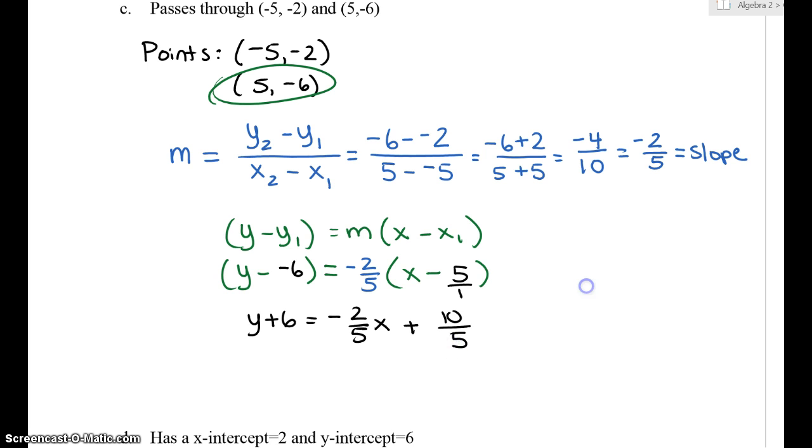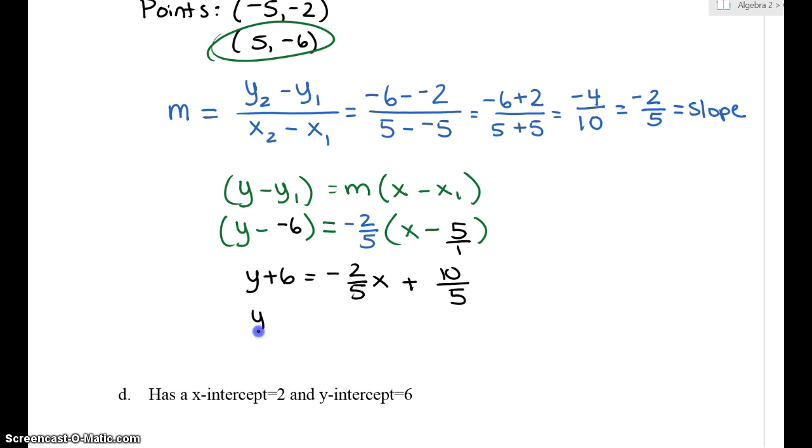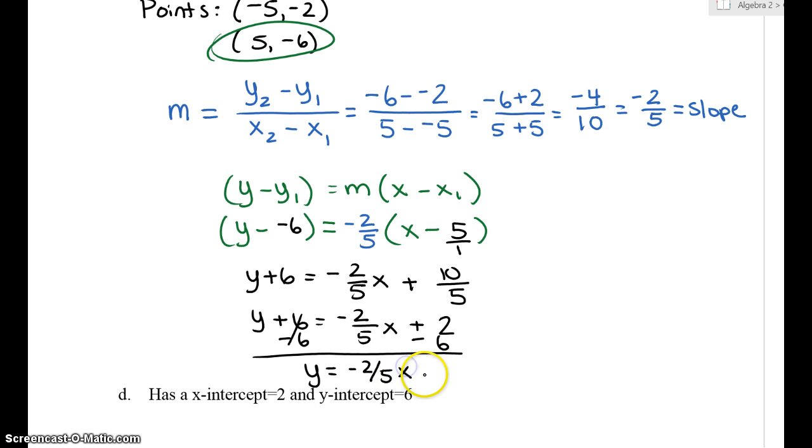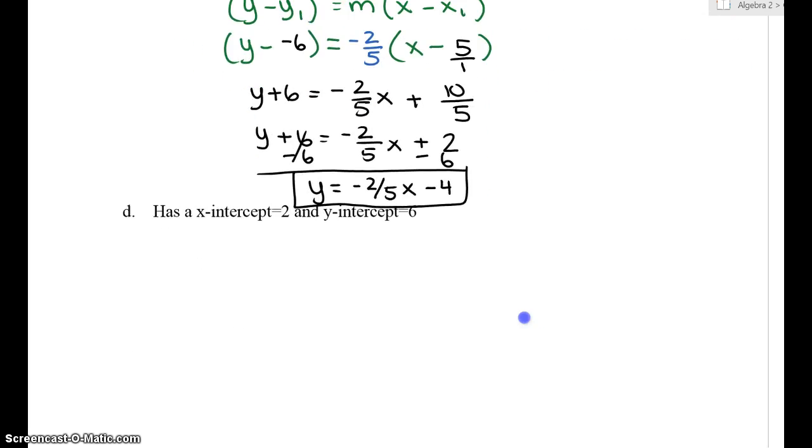And that looks like it simplifies to a nice number. And that's y plus 6 equals negative 2 over 5x, and 10 divided by 5 is 2. Awesome. Almost there. Almost have the y by itself. We do have to subtract 6 on both sides of the equation. So we have y equals negative 2/5 x minus 4. Awesome job.